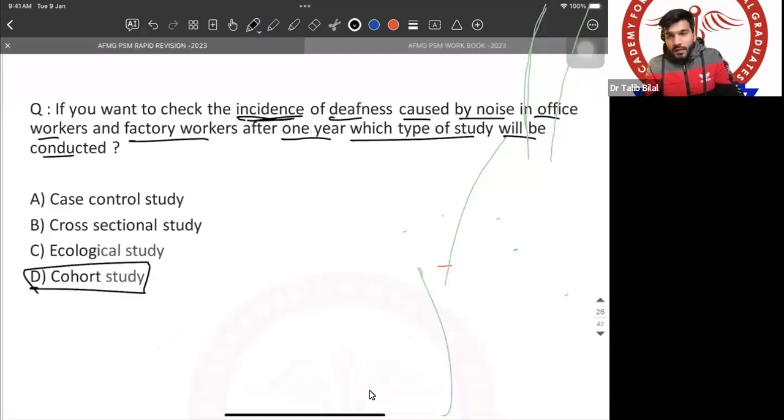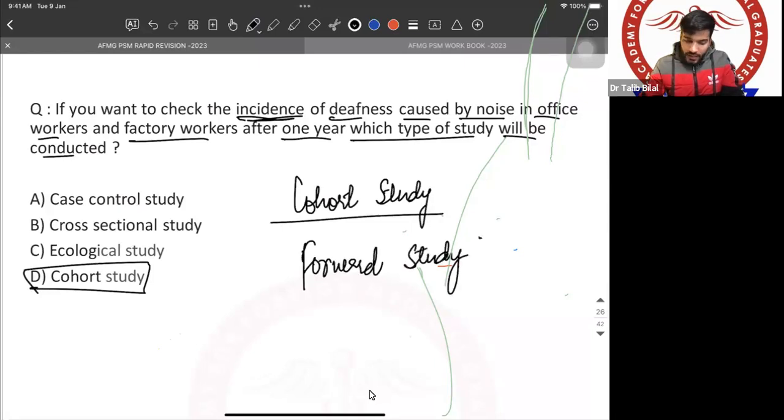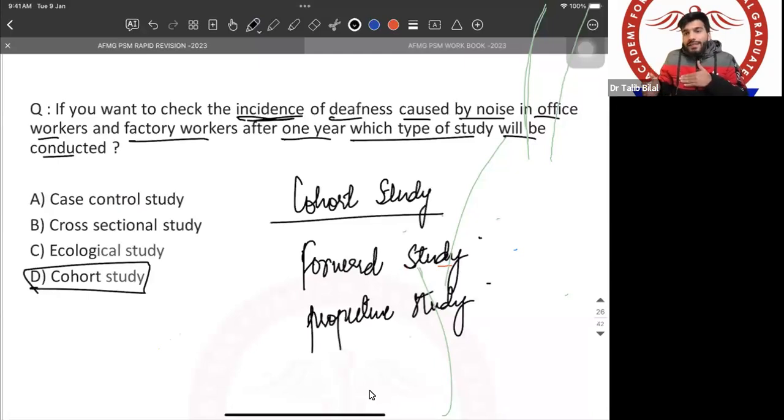That is from cause to effect. Are you getting my point, guys? If I write about cohort study, first of all, it is also called a forward study. It's also called a prospective study. That means I'm going forward.